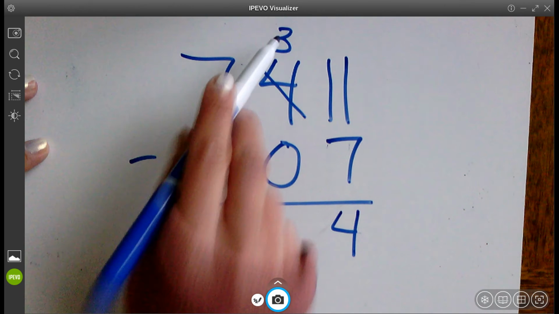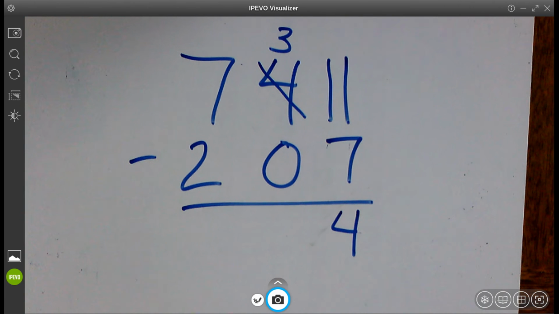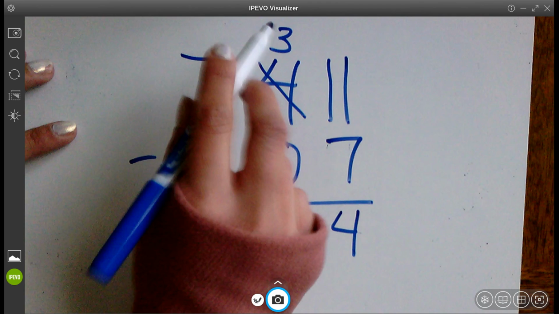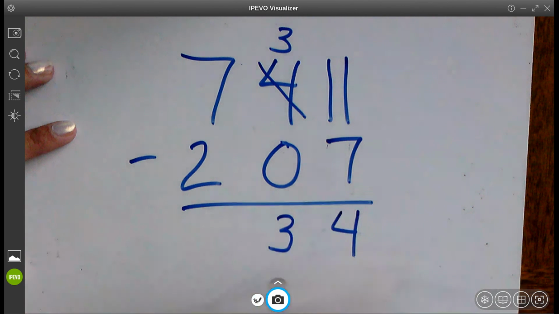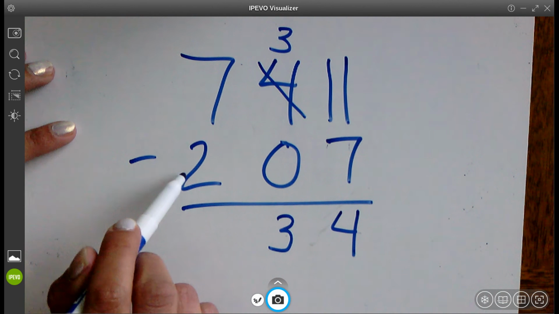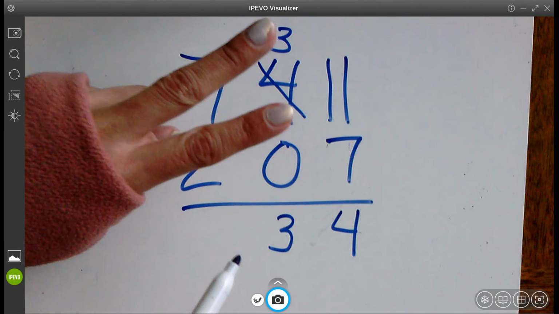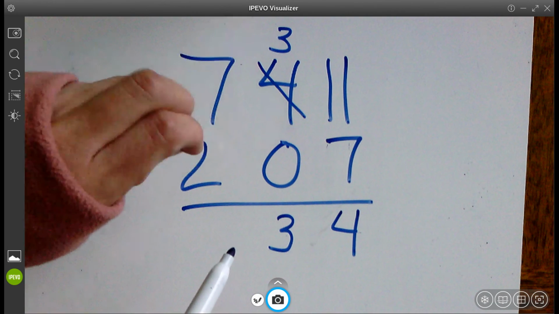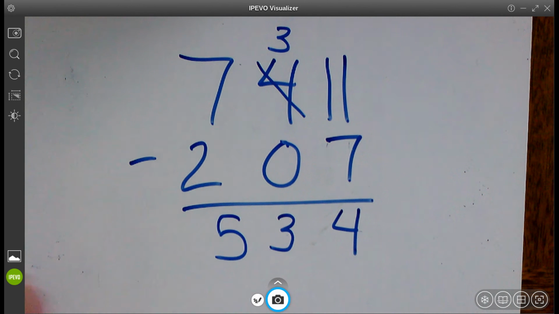3 minus 0, more on top or more on the floor? So sorry, friends. We have more on top, so no need to stop. 3 minus 0 is 3. We're not taking anything away. And last, 7 minus 2. More on top or more on the floor? We have more on top, no need to stop. So 7, take away 2. So I'm pressing 7 and I'm going down 2. 7, 6, 5. So the answer is 534.